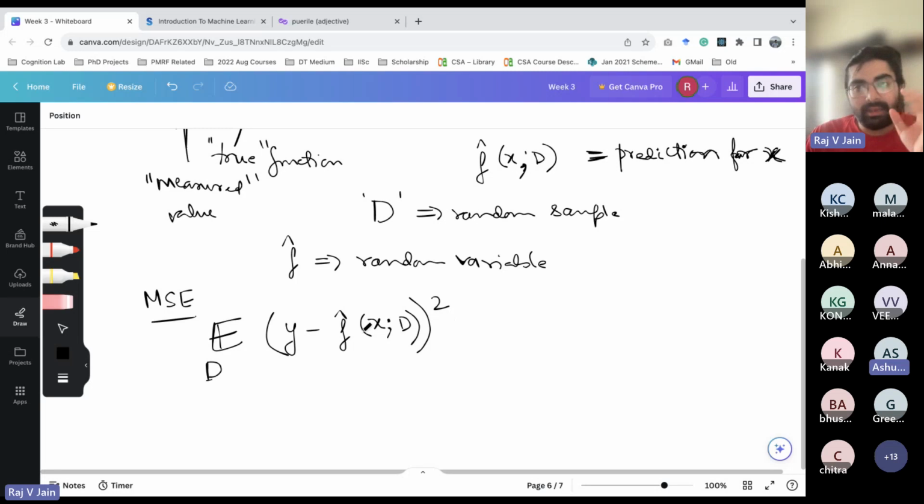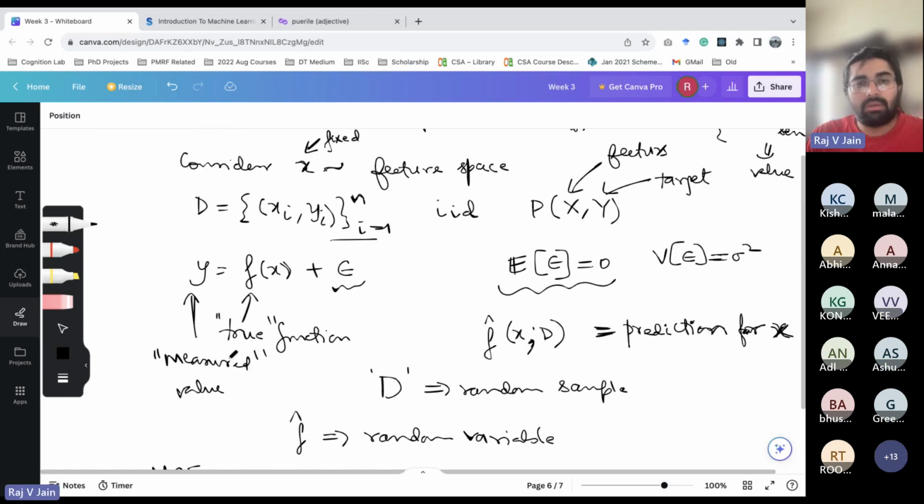See, at the end, whenever I have an x, I will pass it through this function f hat, because that's the model that I have built, that I have learned from the training data set. So whatever the function is, that depends on the training data set, which is random. So the expectation has to be taken over the data, over this random sample, that is D. And what else is variable here?